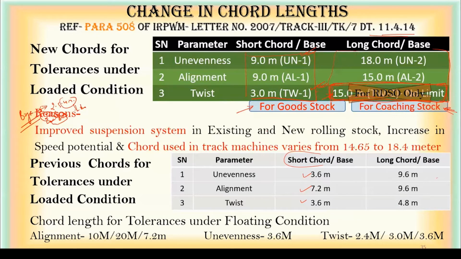These are the reasons: improved suspension system in existing and new rolling stock, increase in speed potential, and the chord used in track machine also matches with these lengths. So accordingly, these tolerances have been modified considering these things.